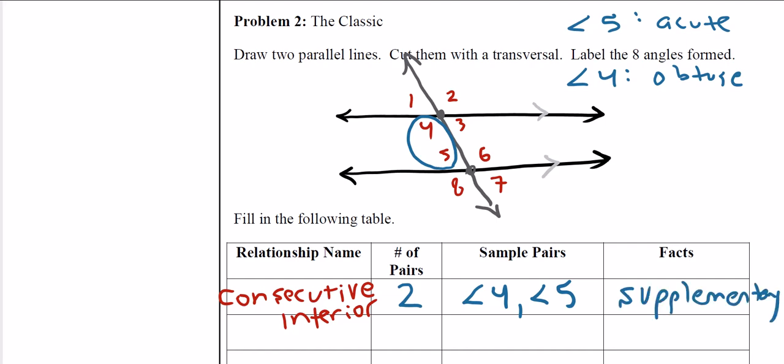In the same manner, we would say angle 3 and angle 6 are consecutive interior angles, and they are also supplementary, which means that if you add up the measurements of their angles, it would equal 180 degrees.